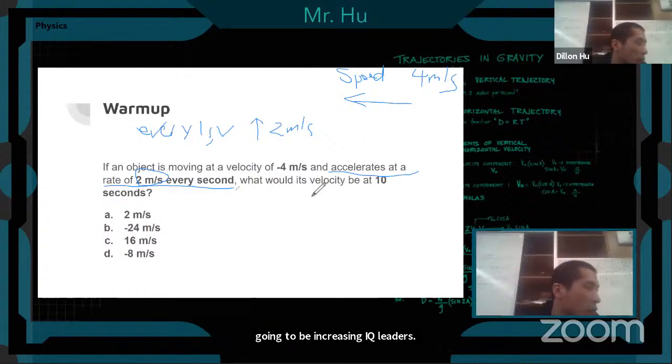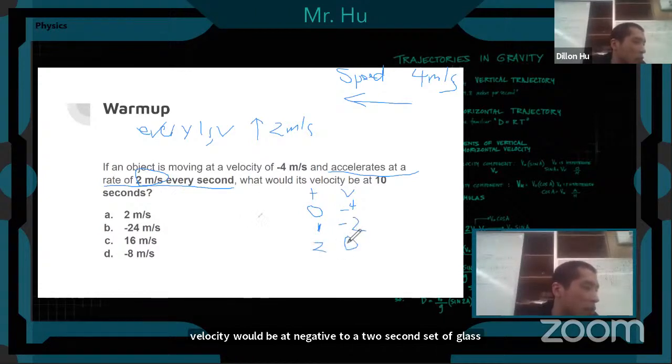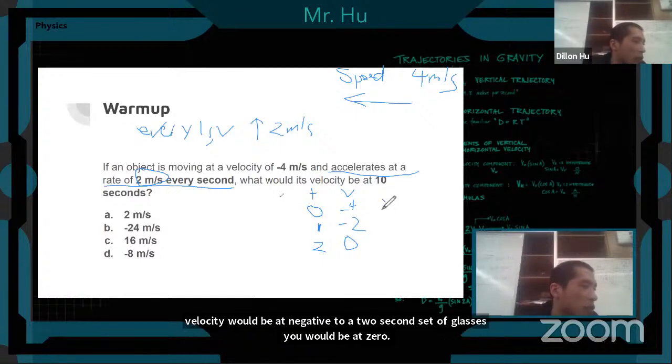So if our velocity at time 0 was initially -4, after 1 second, our velocity would be at -2. At 2 seconds, our velocity would be at 0. So we're just adding 2 every single time.